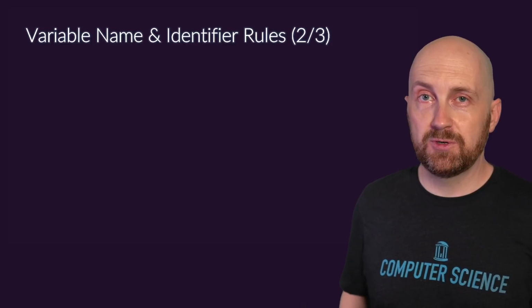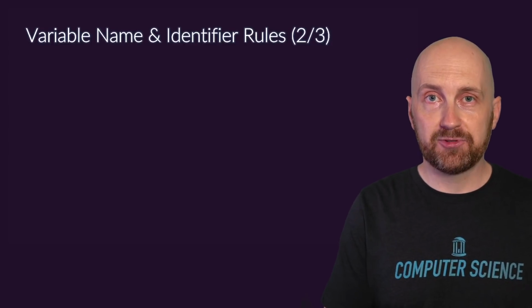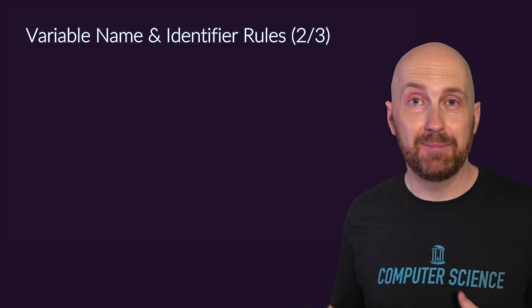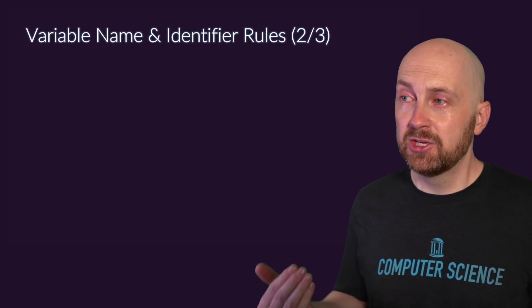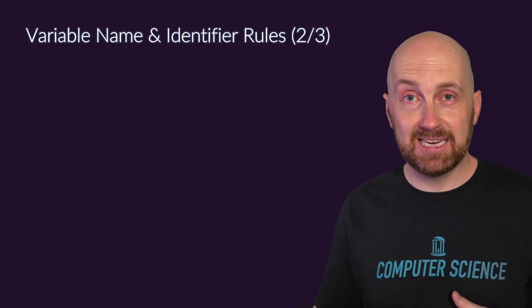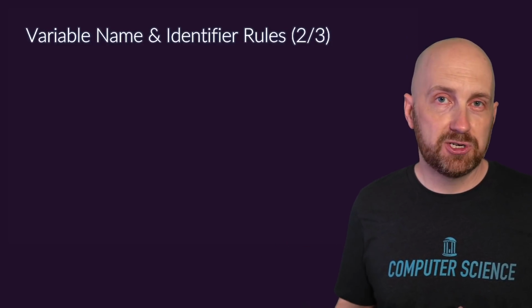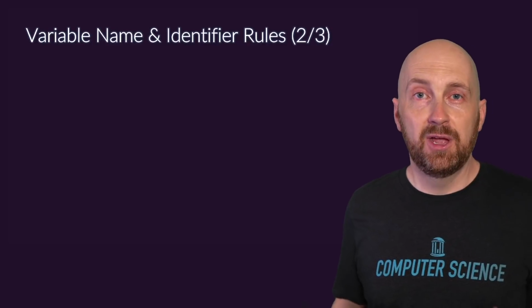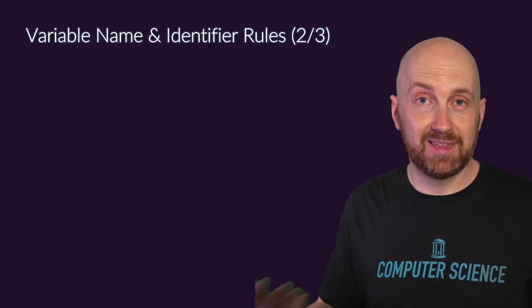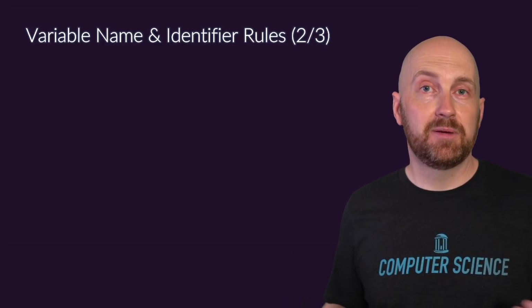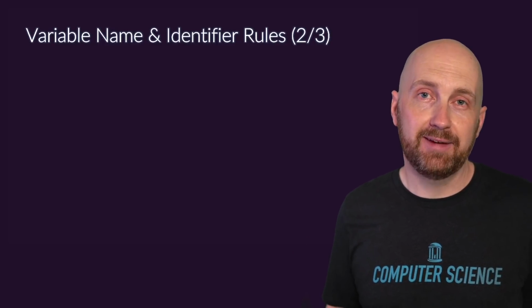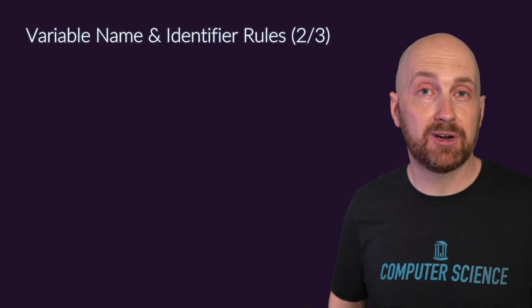There are some rules associated with how you can name your variables. These rules actually apply in many other places besides just variables. So I'm going to say that these are rules for identifiers, because when we get to functions and classes and some other ideas, they're also going to be named using these identifier rules. So it's important to have a little bit of a sense of how they work and what their constraints are.